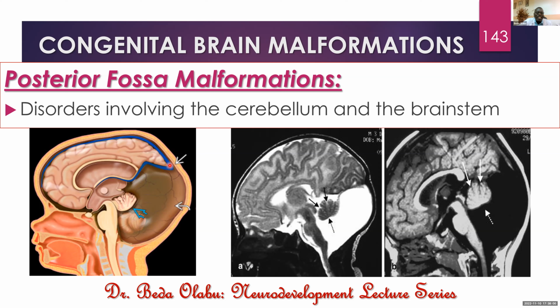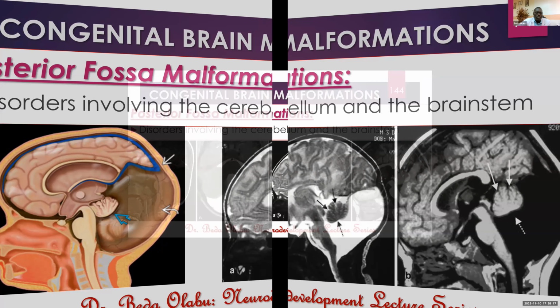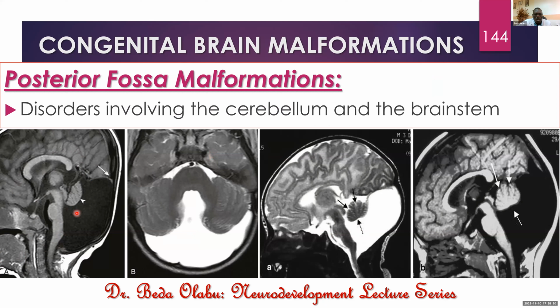Then we have cystic dilatation of the fourth ventricle that causes the enlargement, and we have vermal agenesis or dysgenesis. These constitute Dandy-Walker malformation. This is still Dandy-Walker malformation, similar to what I've just shown in the previous image.